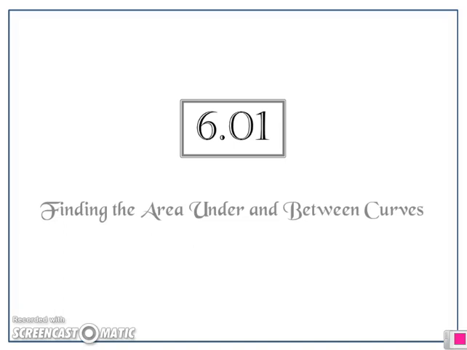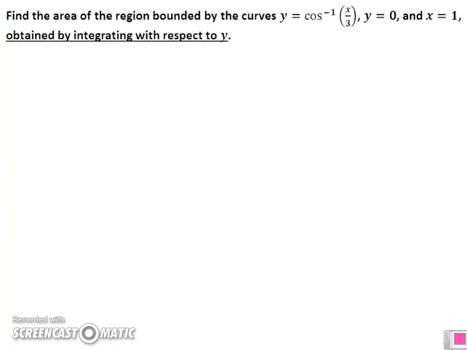Okay, let's continue with 601 and find the area under and between curves. Let's do another example. Find the area of the region bounded by the curves, the inverse cosine of x over 3, y equals 0, and x equals 1, obtained by integrating with respect to y.